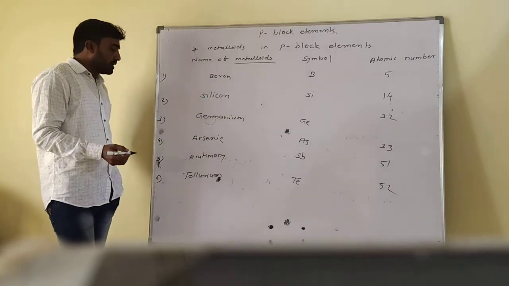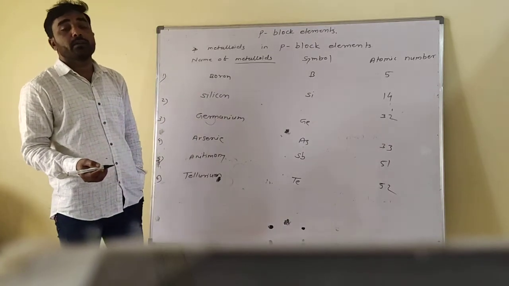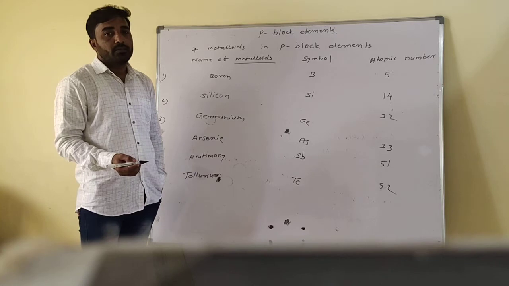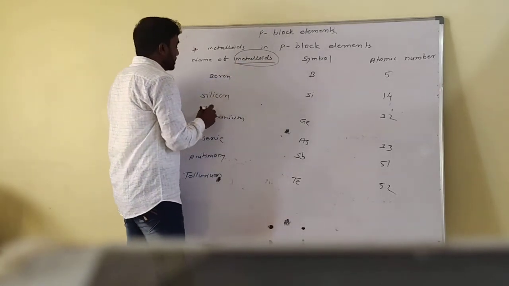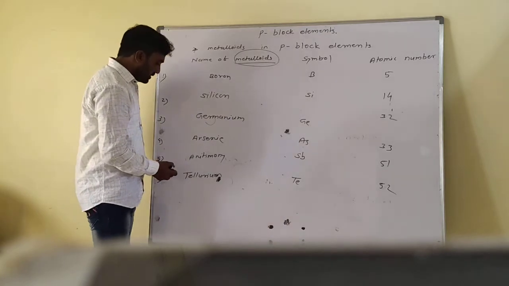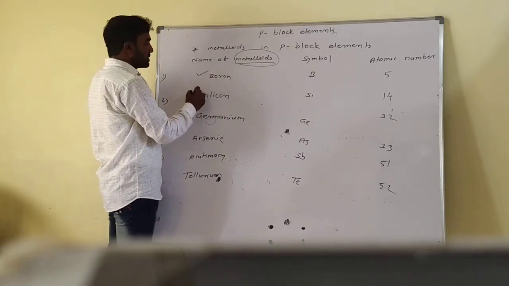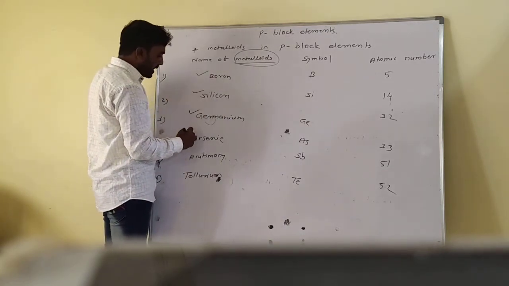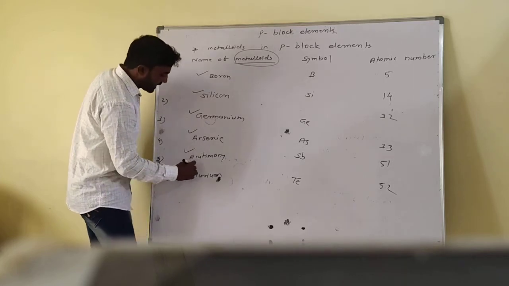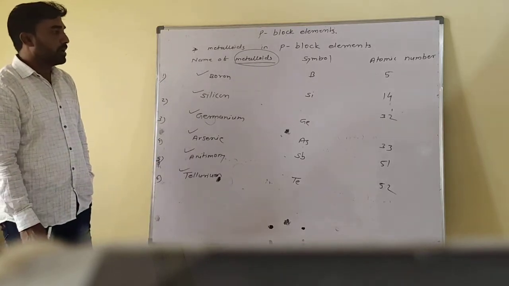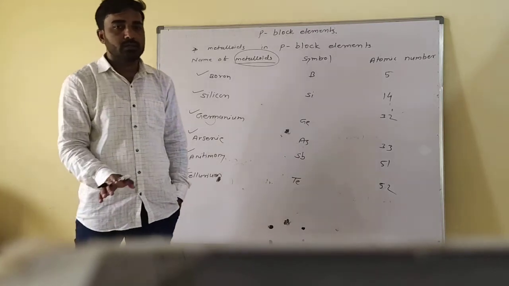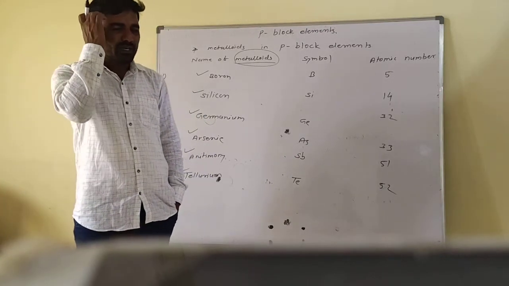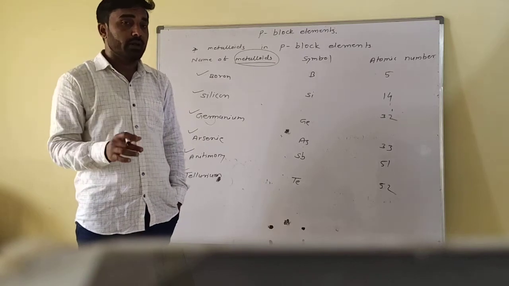So these are the metalloids in the p block elements. Metalloids means a combination between metals and non-metals: boron, silicon, germanium, arsenic, antimony and tellurium. We discussed that the p block elements include metals, non-metals and metalloids.